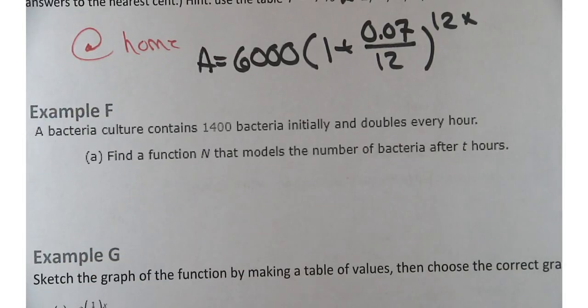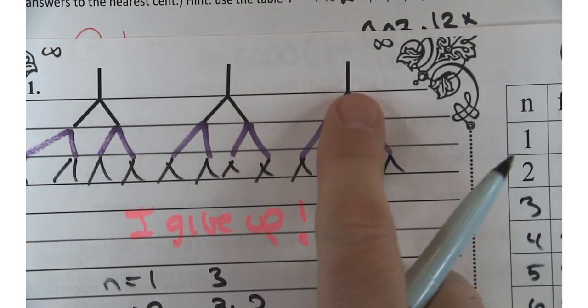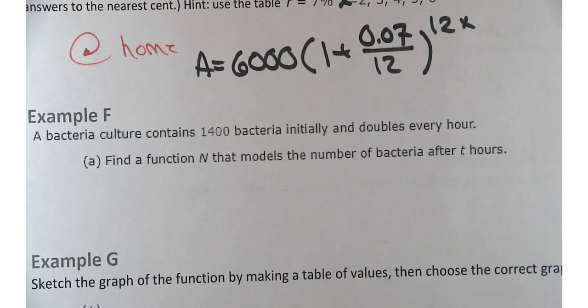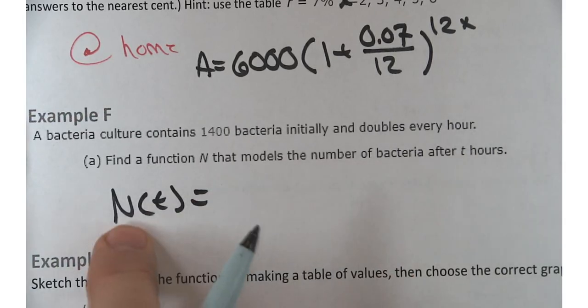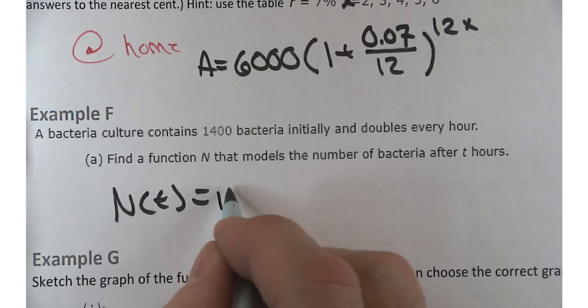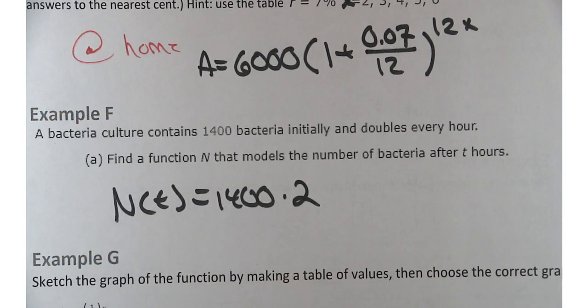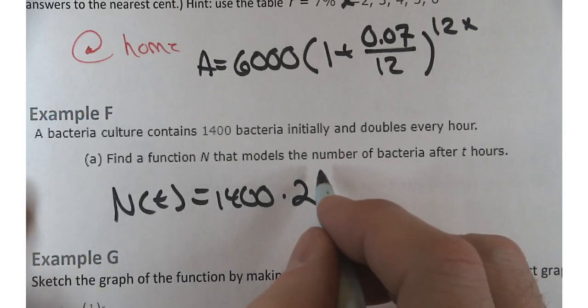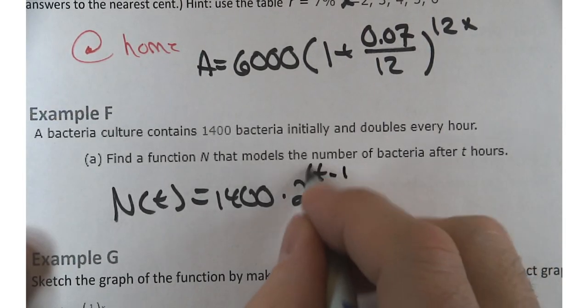So we saw this when we started out with our toothpick challenge. What did that 3 represent? That 3 represented our initial amount, right? So it was, let's see, we'll call it N of T, number of bacteria depending on time, starts out with 1,400 and then times 2 to a power. Now unlike here, let's see, is it going to be T? I'm trying to think if I need the minus 1 there. I don't think I do. No, I do need the minus 1. T minus 1.